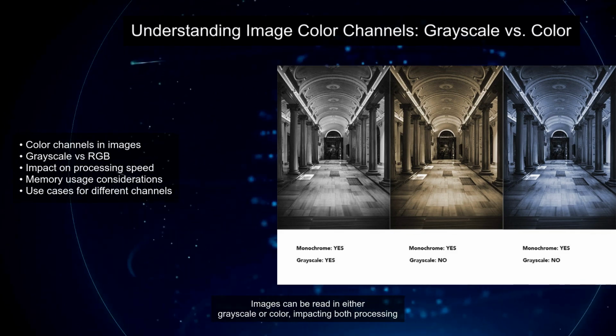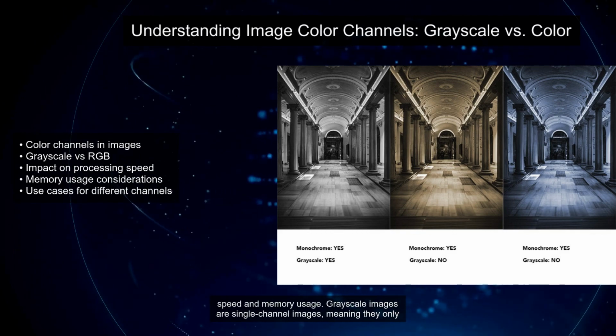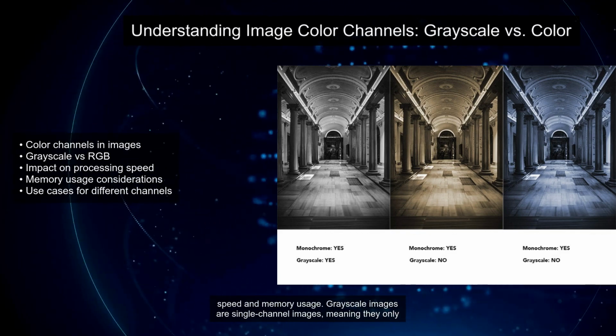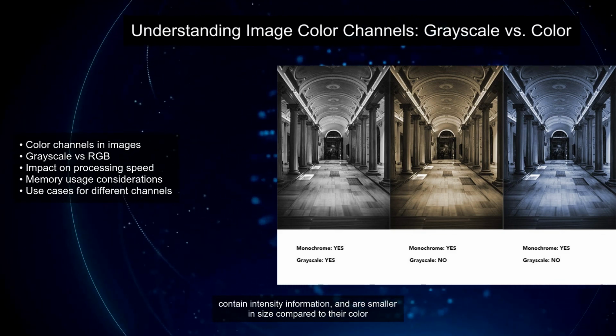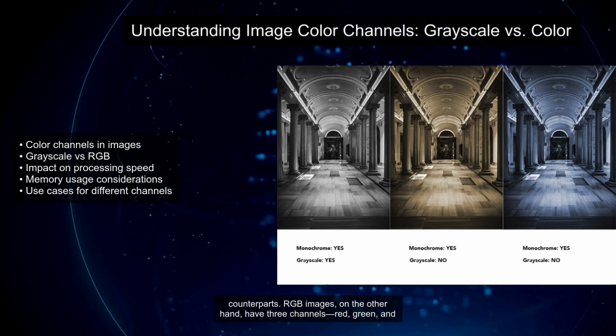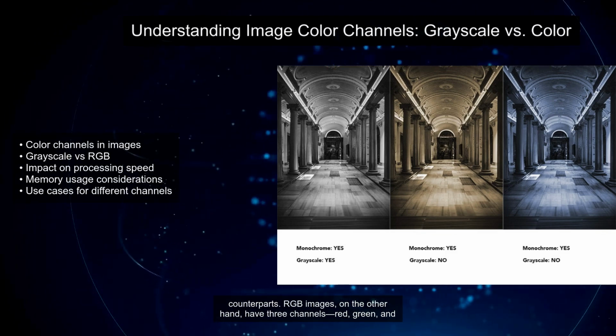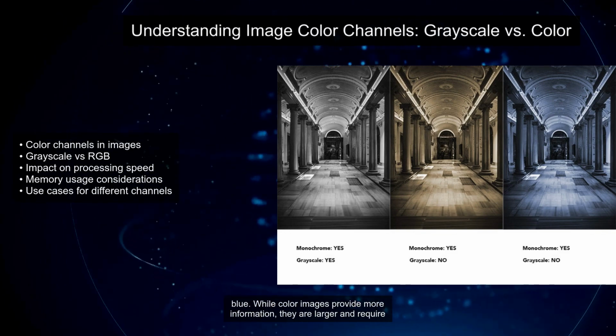Images can be read in either grayscale or color, impacting both processing speed and memory usage. Grayscale images are single-channel images, meaning they only contain intensity information, and are smaller in size compared to their color counterparts. RGB images, on the other hand, have 3 channels: red, green, and blue. While color images provide more information, they are larger and require more processing power.